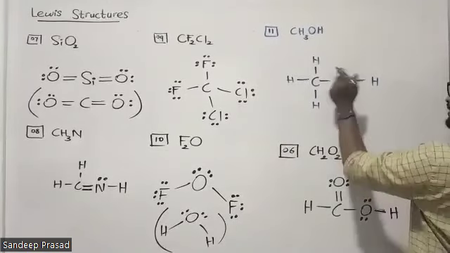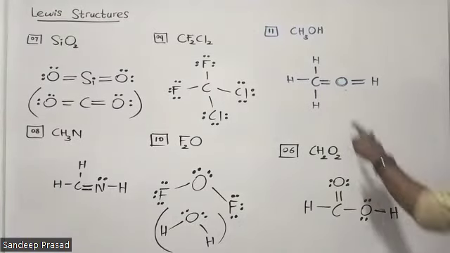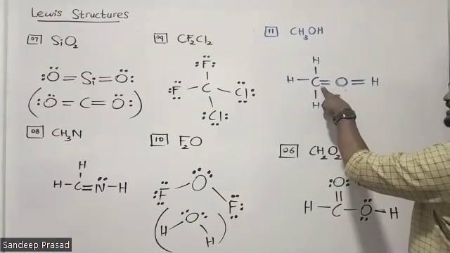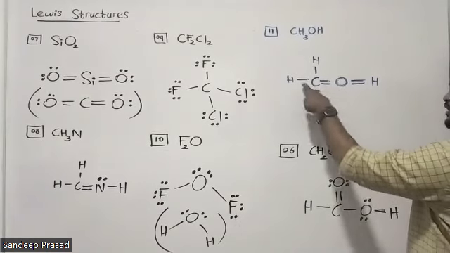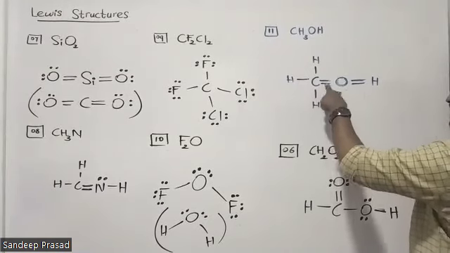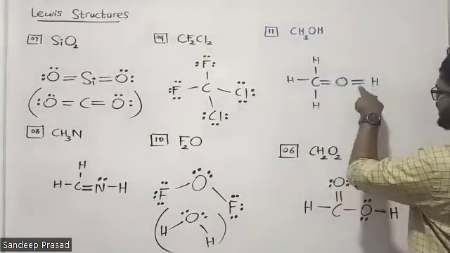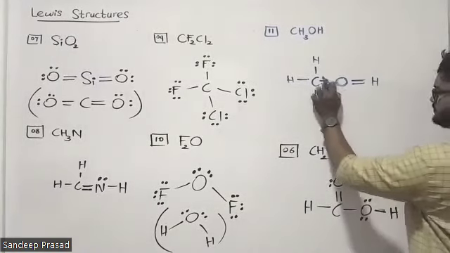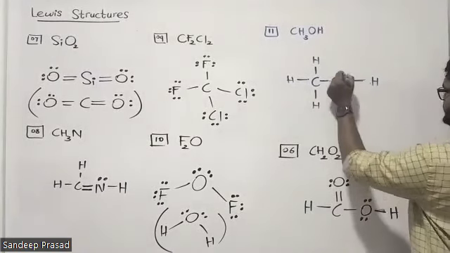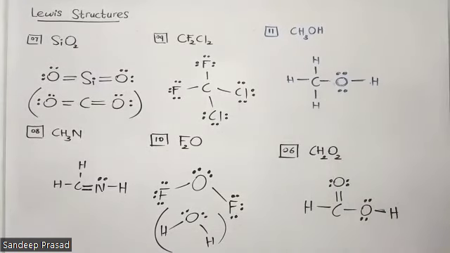So can't we put a double bond here and here? Students, try to understand. If carbon is making a carbon-oxygen double bond, look at the valence shell electrons: 2, 4, 6, 8, 10. Can carbon exceed the octet? No, not possible. And hydrogen making a double bond is wrong, it's not possible. So therefore, this is the methanol Lewis structure. This is the Lewis structure for methanol, CH3OH, an alcohol.